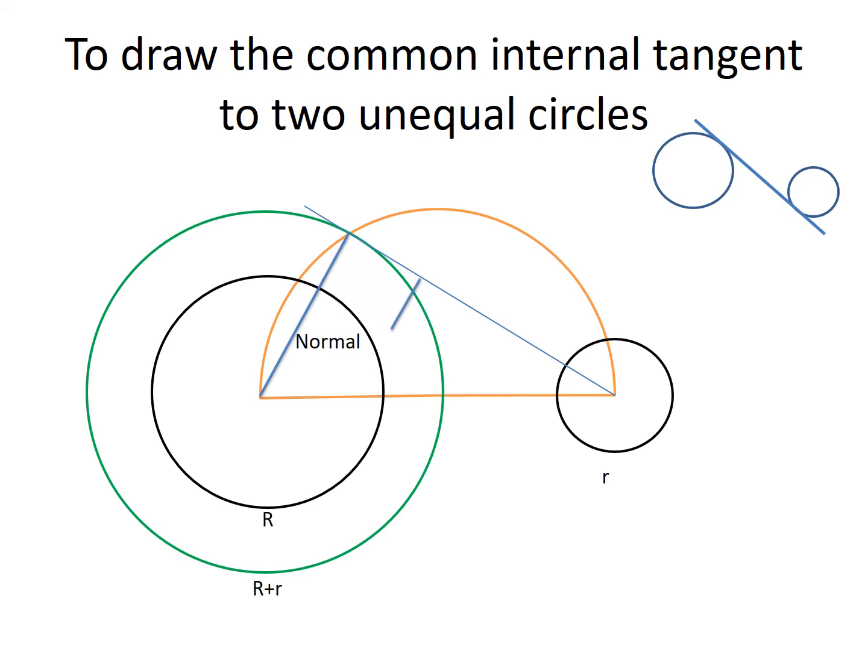And with that now, we take the distance from the construction circle to the required circle R and transfer it onto the smaller circle. That gives us the points where to draw our tangent, which will be the common internal tangent to the two unequal circles. And those points there will give us the points of tangency.